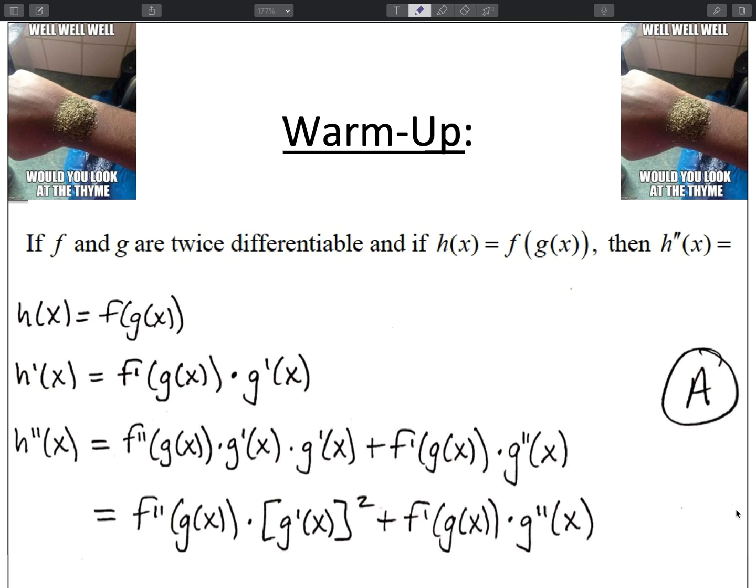So in this case, you could argue it's two chains. There's a joke in there somewhere.